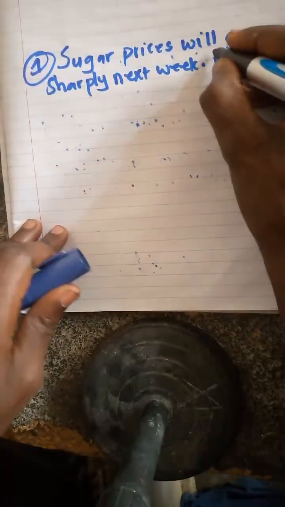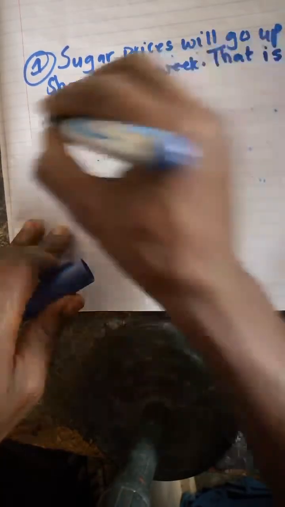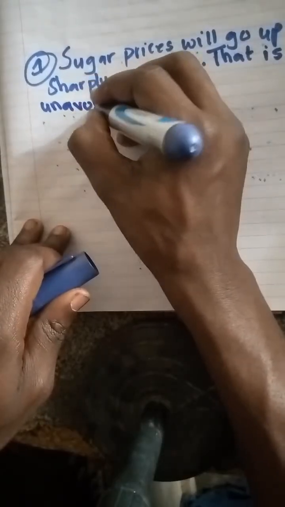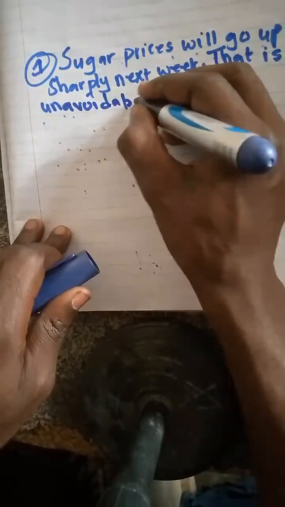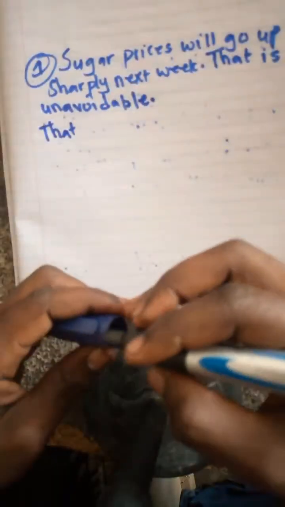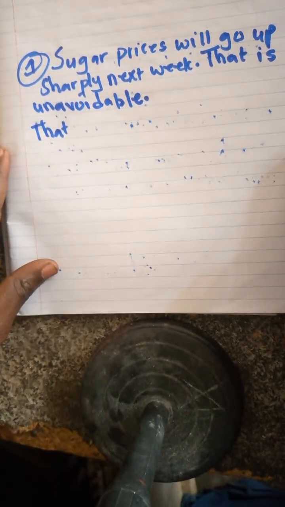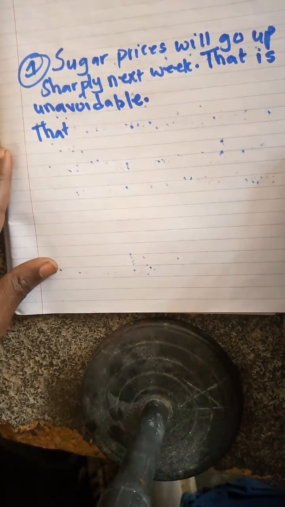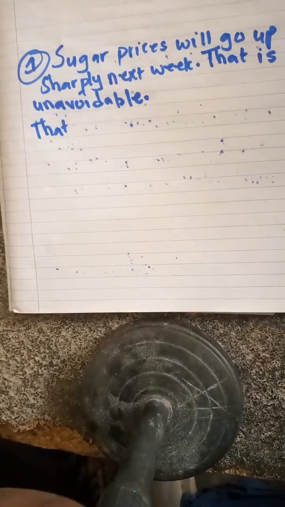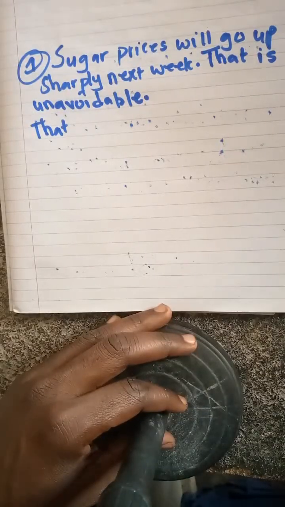Full stop. Say that is unavoidable. That is unavoidable. Full stop. Then it says begin that. I've seen. It says sugar prices will go up sharply next week. Full stop. That is unavoidable. Then it says begin that. Sugar prices will go up sharply next week. That is unavoidable. Begin that.